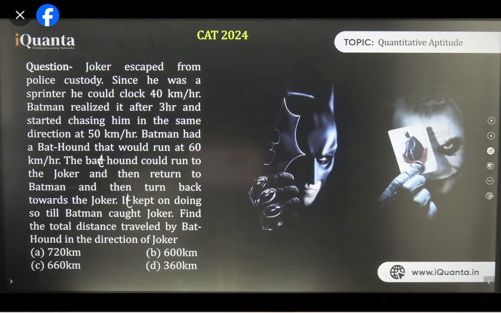Because I love Batman and Joker also. Vatsal, why? What happened?